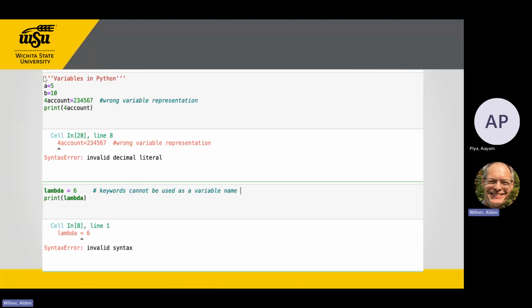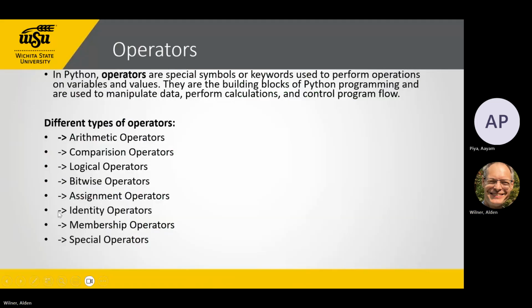Variables in Python. Again, print for account. I get an invalid decimal literal. I can't assign that value to that number there. It says that's not right. I can say print lambda. Lambda is a keyword for an anonymous function. I can't print that out. Invalid syntax.